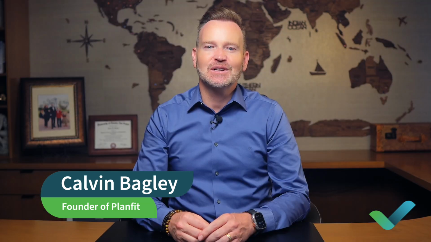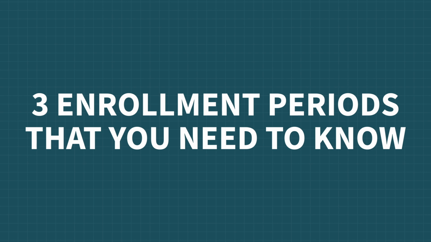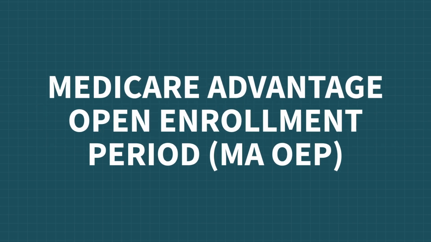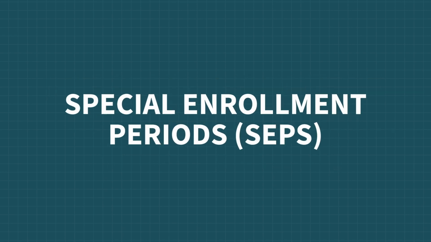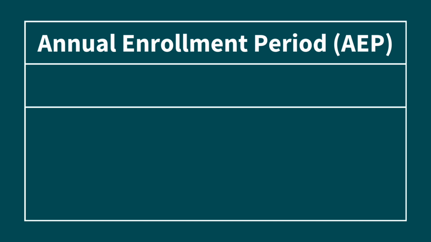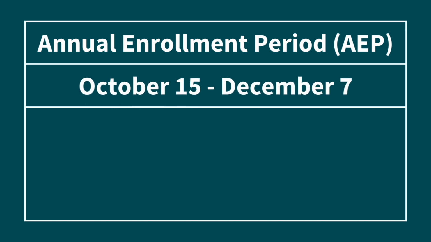And to start this video, let's talk about 3 enrollment periods that you need to know about. And these are the annual enrollment period, the Medicare Advantage open enrollment period, and special enrollment periods. Now, the first enrollment period is the annual enrollment period. This runs from October 15th to December 7th every year.